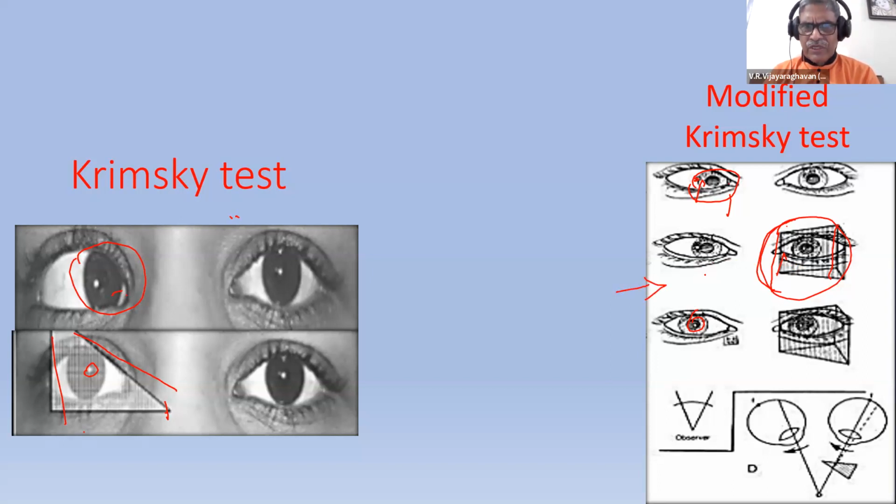These are the classical questions: how to find out the angle of deviation. One is the Hirschberg test, another is called the prism bar cover test, and we have individual prisms. The prism bar is made up of plastic, whereas the individual prisms are made up of glass. These are the common questions they can ask in examinations.